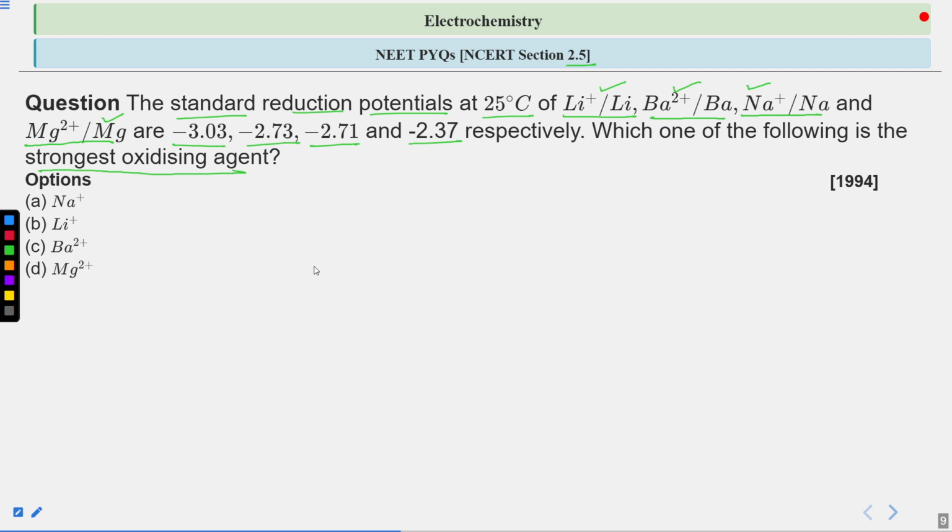So you have to tell, by looking at the standard reduction potential values, which couple, which ion, will be the strongest oxidizing agent. The options given are Na+, Li+, Ba2+, or Mg2+. So for solving this question, try to remember the standard reduction potential concept, and if you get some time, try to solve it, and then we will see the correct answer.